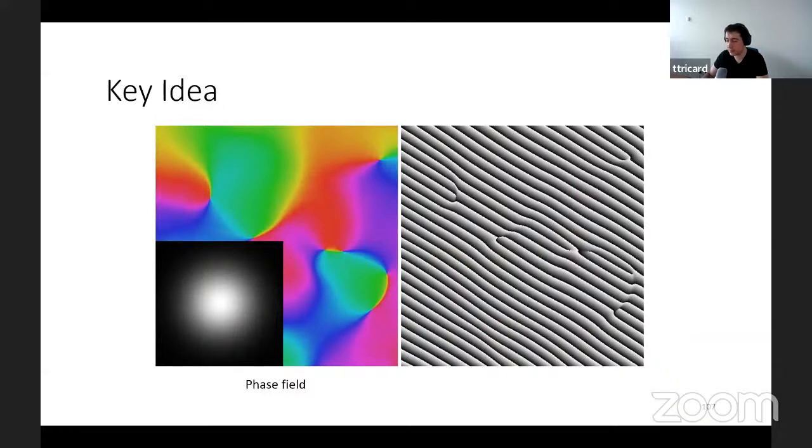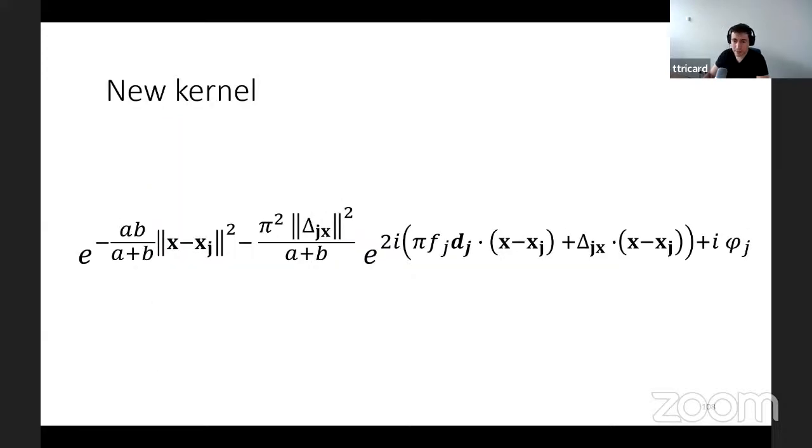And if we increase the filter, we get an even better result. However, when we work with multiple kernels with different orientations and frequencies, the phase field is not that well defined. So instead, we integrated the filter directly in the kernel, which now looks like that. But for more detail, I will ask you to refer to the paper.